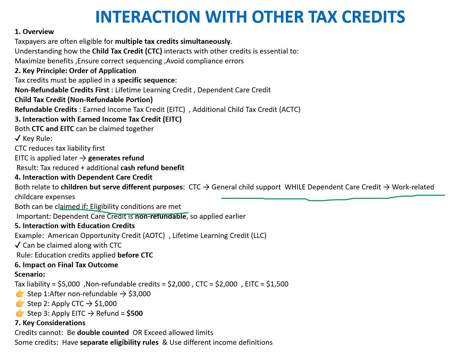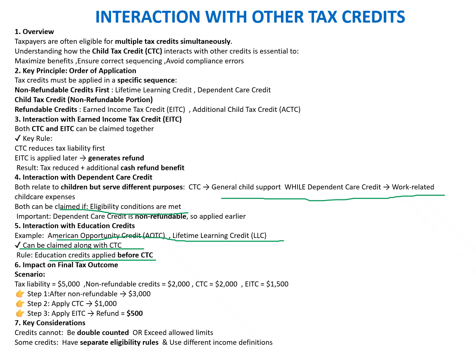Then the interaction with the education credit. So the American Opportunity Credit and the Lifetime Learning Credit can be claimed along with the CTC. Basically, all these credits can be claimed along with the CTC, and the rule is that the education credit applies before the CTC.